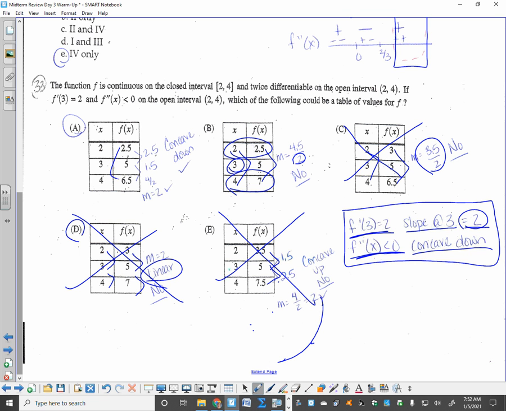This one, if I did y minus y, that would be a 4 over x minus x would be a 2. So his slope is a 2, so that's good. And concave down, so this is going up by 2.5, but then it's only going up by 1.5. So think about it. If you go up 2.5, but then you only go up 1.5, that's going to make you concave down. And that's why he works.